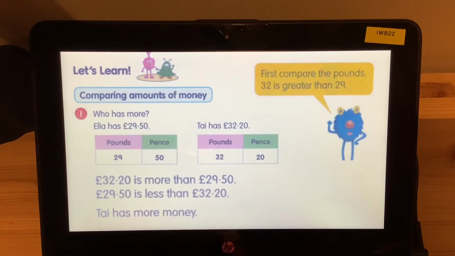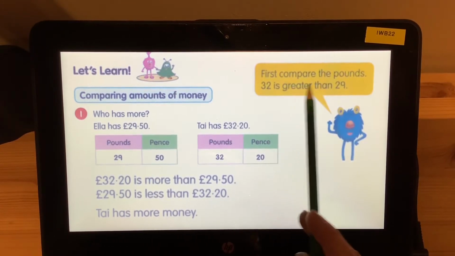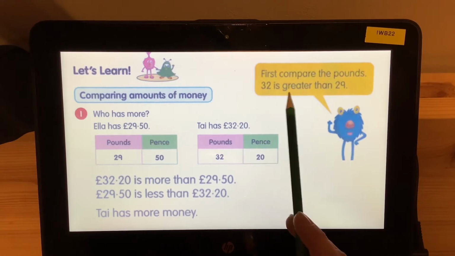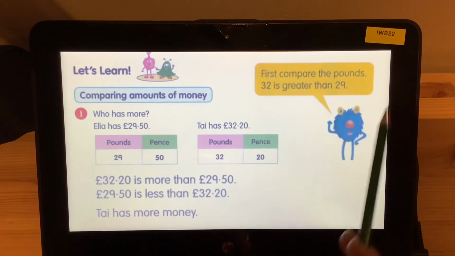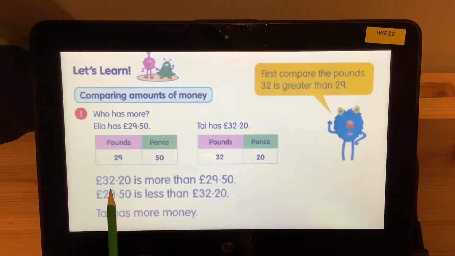So let's learn. Who has more? Ella has £29.50 and Ty has £32.20. How do we compare them? Well, first you compare the pounds. 32 is greater than 29. That means that £32.20 is more than £29.50. £29.50 is then less than £32.20. So that tells us that Ty has more money.